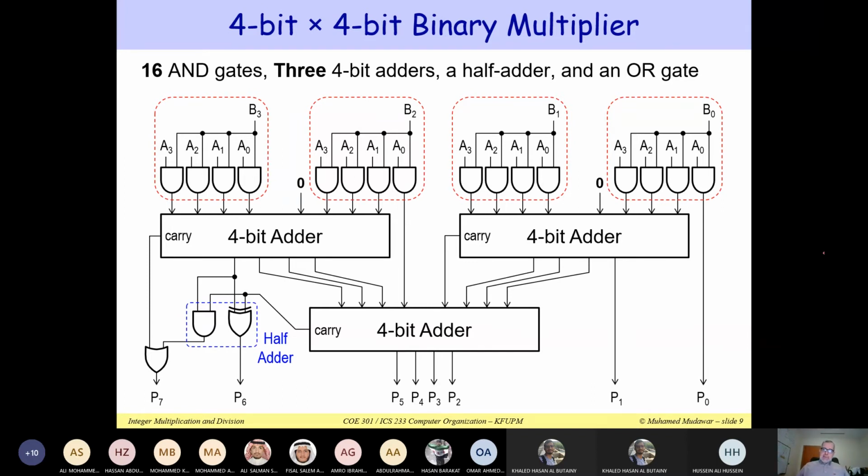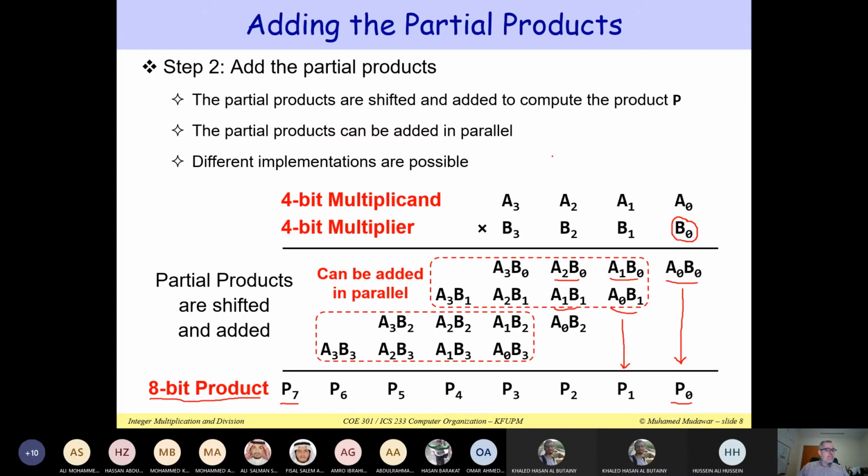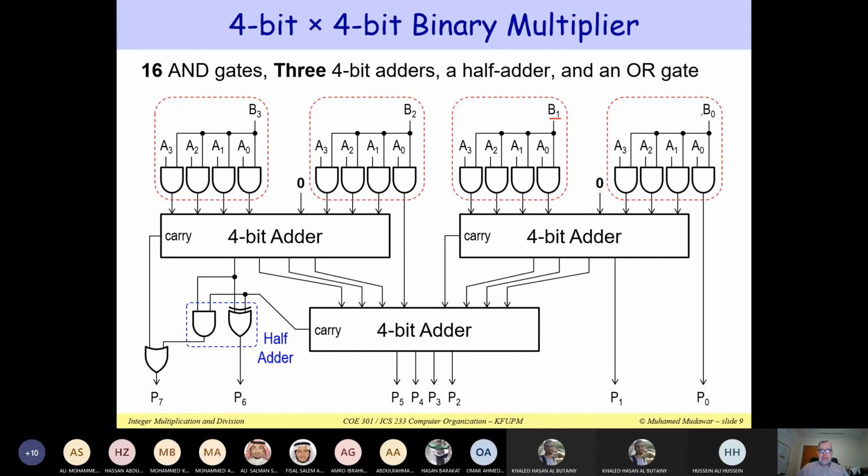I'm showing here, you can see I have 16 AND gates to get the product bits. So this is B0 ANDed with A. A here is A3 down to A0. Notice that I'm using 4 AND gates. Here B1 is ANDed with A. Remember that A is my multiplicand, the first number. B is my multiplier. So I'm taking each bit of the multiplier, B0, B1, B2, B3, and multiplying it with the multiplicand, which is A.